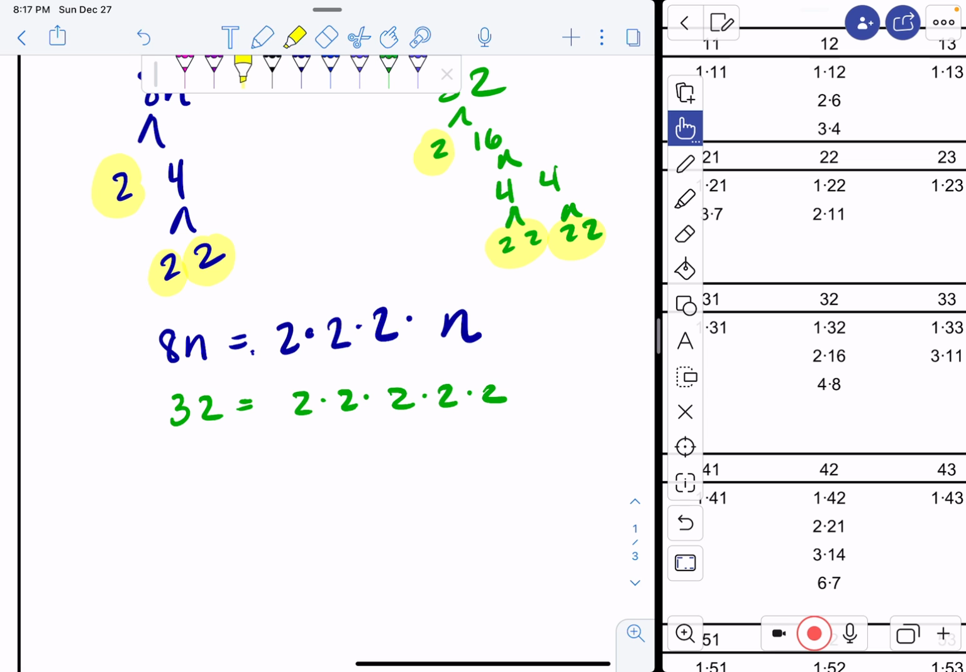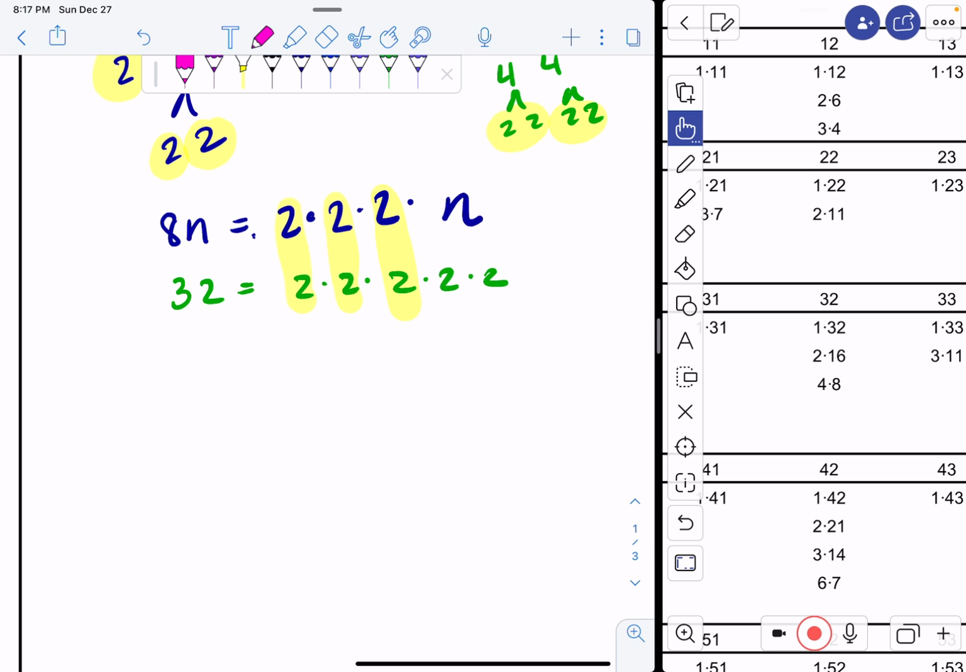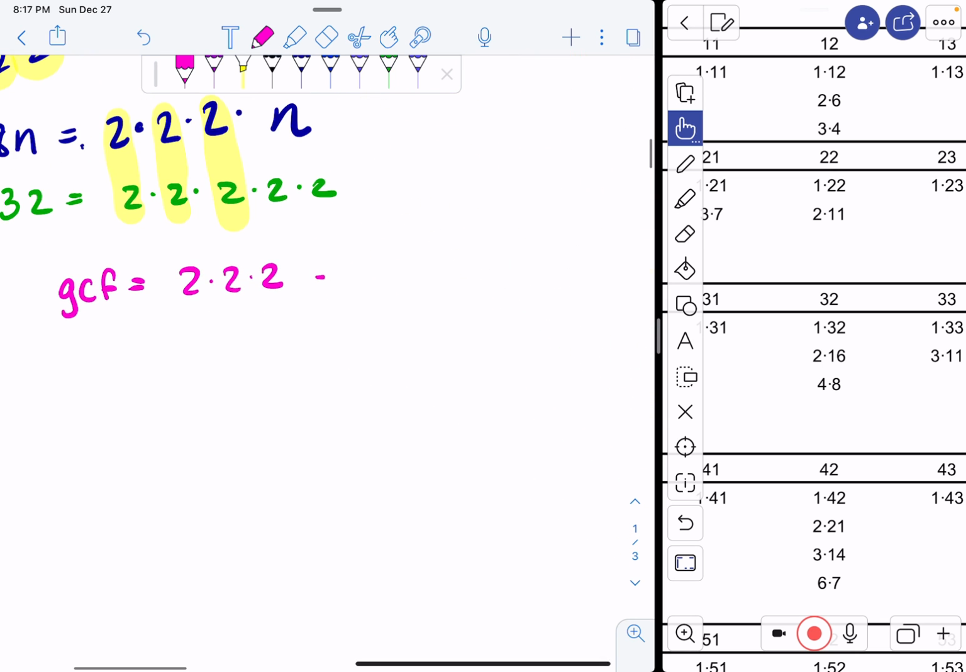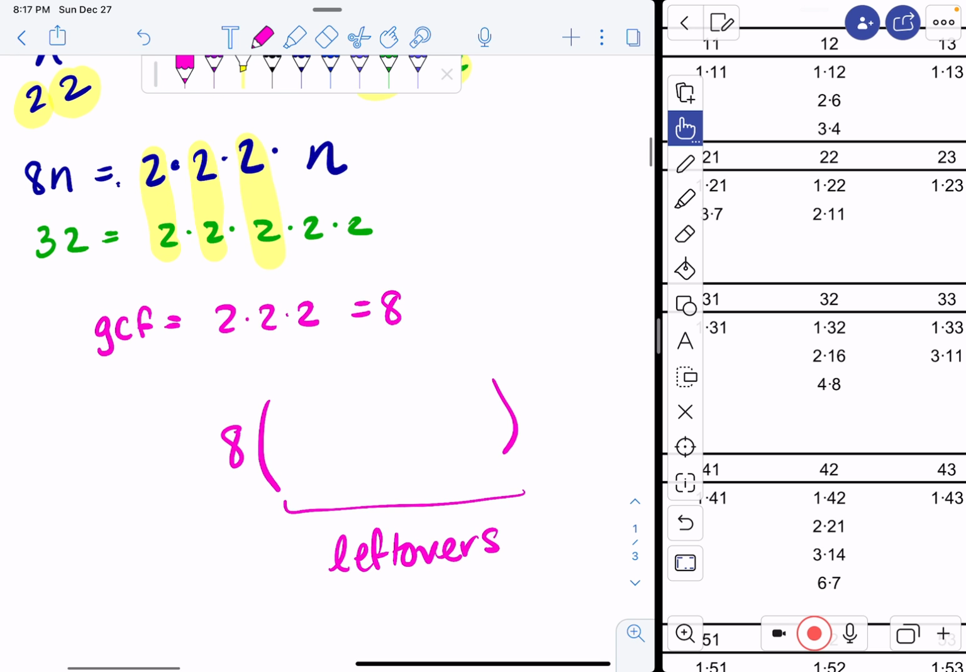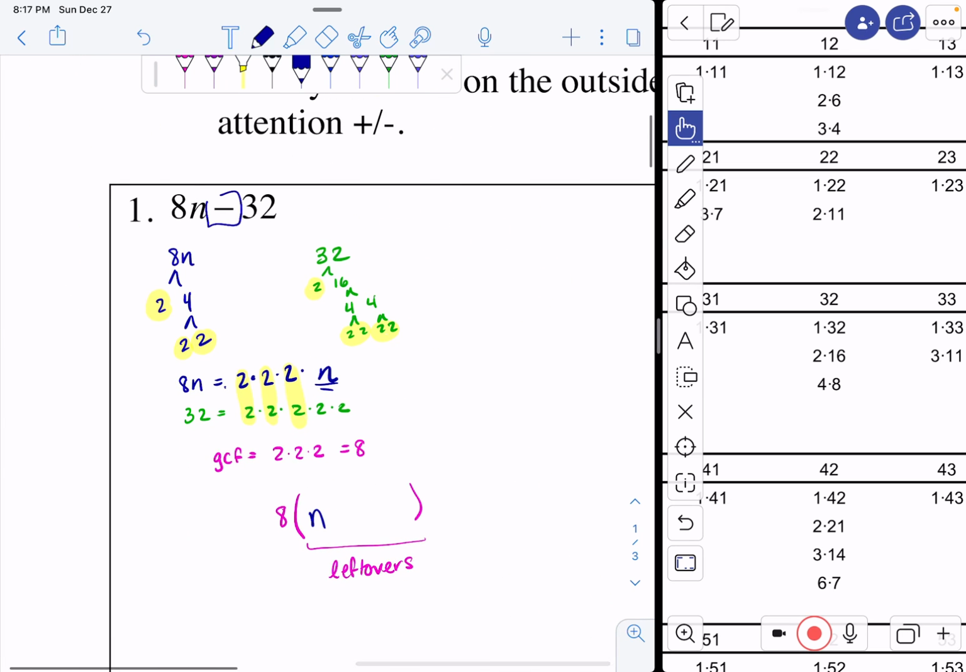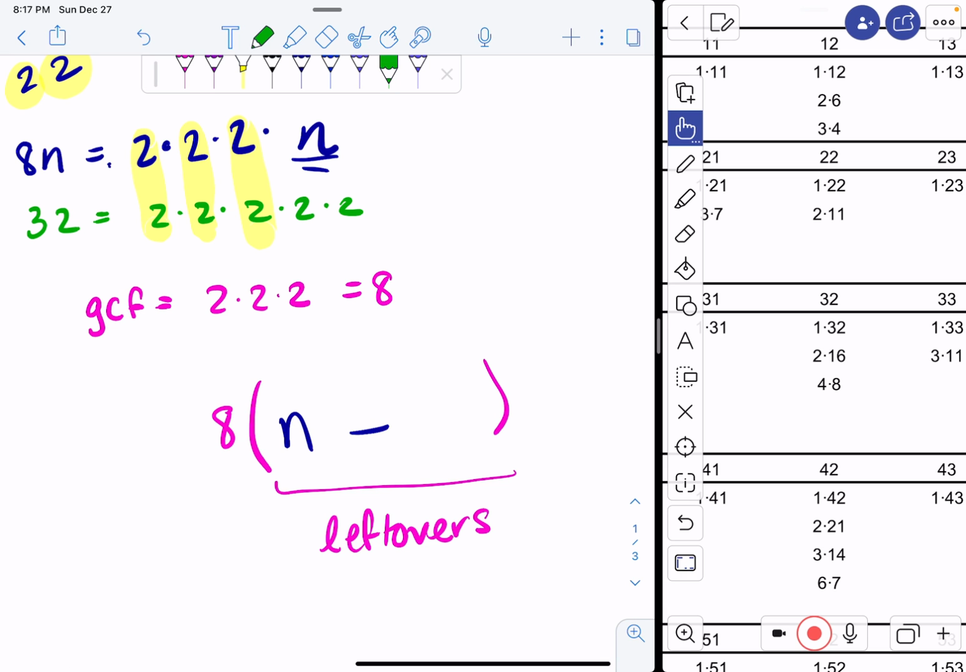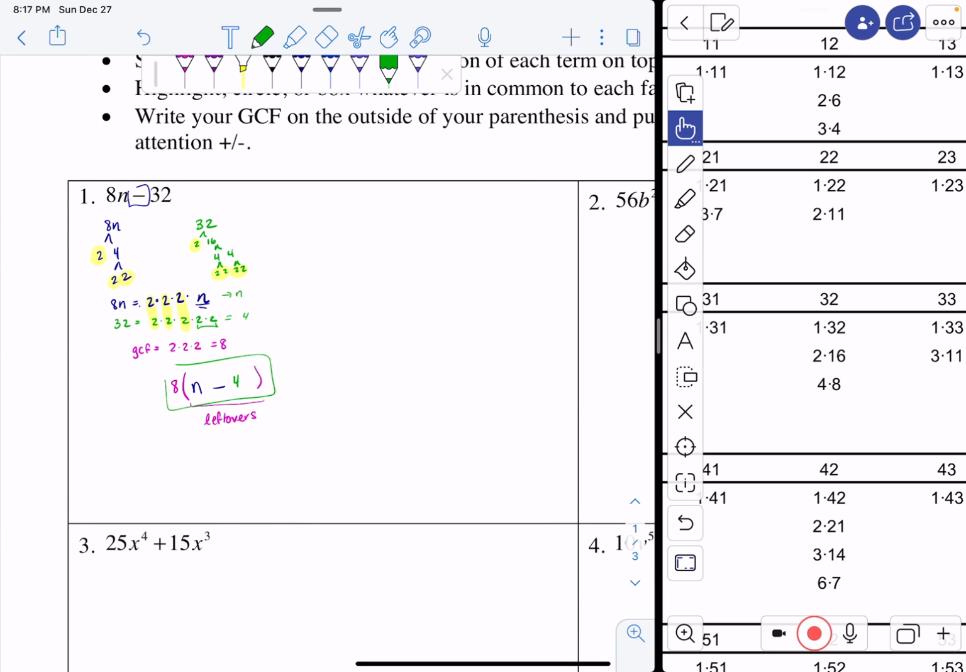Now we highlight what's in common. They both have a 2. They both have another pair of 2s, and they have another pair of 2s. So my GCF is just going to be 2 times 2 times 2, which is 8. So my GCF is 8, and now my leftovers are going to be n, and then it's a minus 2 times 2, which is 4. So when I factor this, I get 8 times n minus 4.